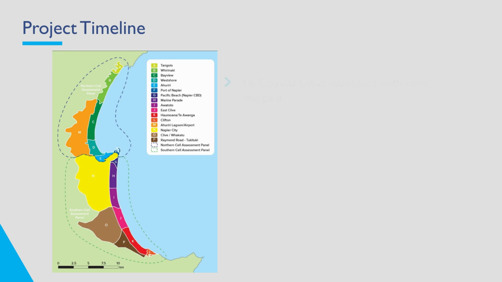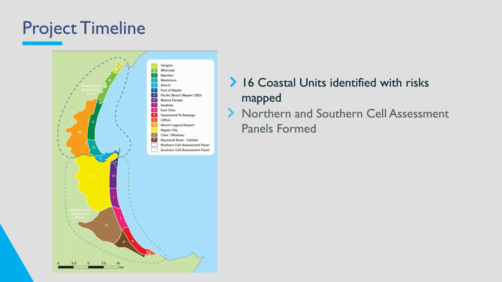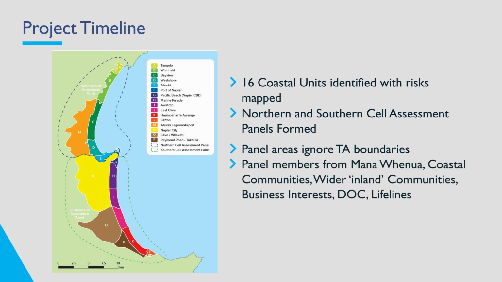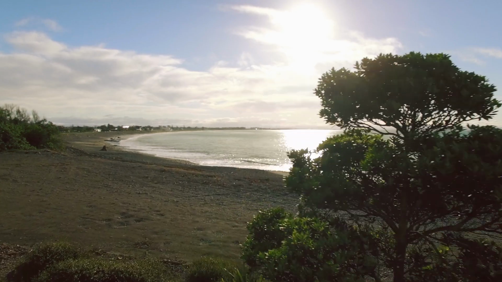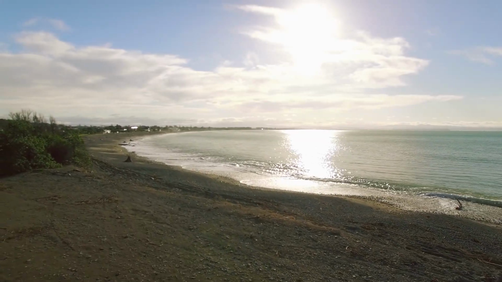The panels were formed to cover the northern and southern extents of the strategy area and were deliberately formed to cross territorial authority boundaries so that all 3 councils had interests in both panels. Membership of the panels was broad, but was couched in the need to keep numbers manageable. Voting members included tangata whenua, coastal and regional communities and business interests, recreational interests and lifelines, and the Department of Conservation as the agency responsible for the New Zealand Coastal Policy Statement.